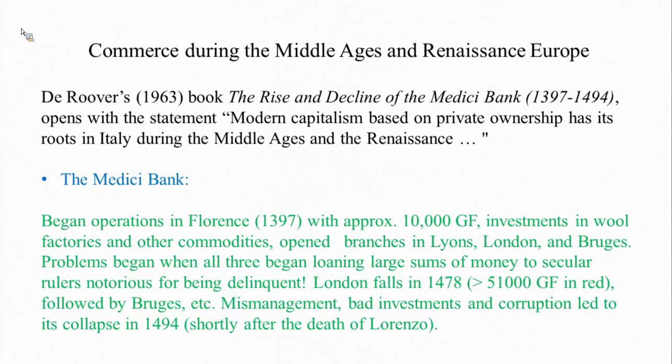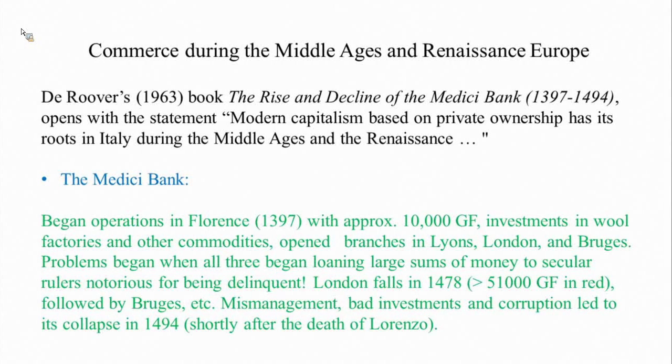Problems began when all three began loaning large sums of money to secular rulers who were notorious for being delinquent. They knew these guys weren't going to pay them back. But they figured, you're a ruler, you're going to pay me back. But they didn't. So the London Bank falls in 1478 with 51,000 gold florins in the red, followed by the Bruges Bank, and then mismanagement, bad investments, corruption led to the collapse of that bank in 1494, which is 2 years after the death of Lorenzo. Of course, he spent all the money anyways, right?